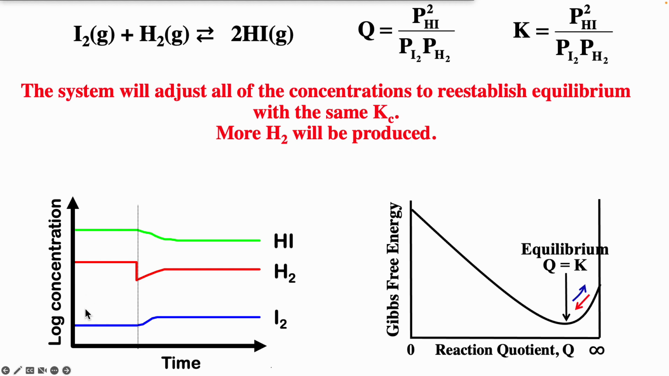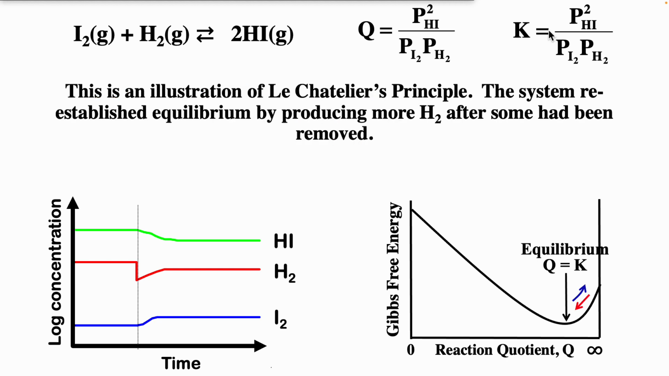And so if we take these concentrations, plug them into this expression, we'll get a number. If we take these concentrations, plug them into the same expression, we'll get exactly the same number. And so again, this is an illustration of Le Chatelier's principle. The system reestablishes equilibrium by producing more H2 after some had been removed.